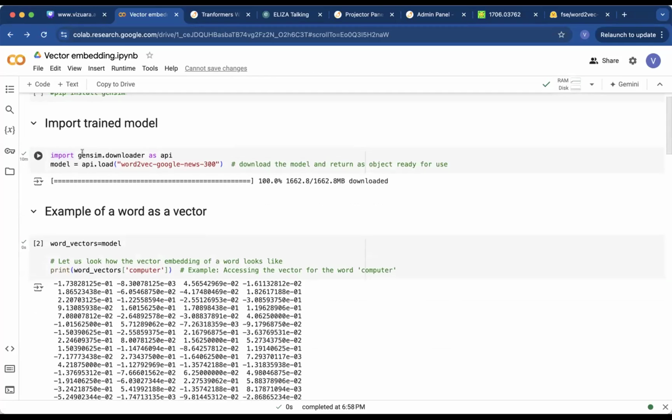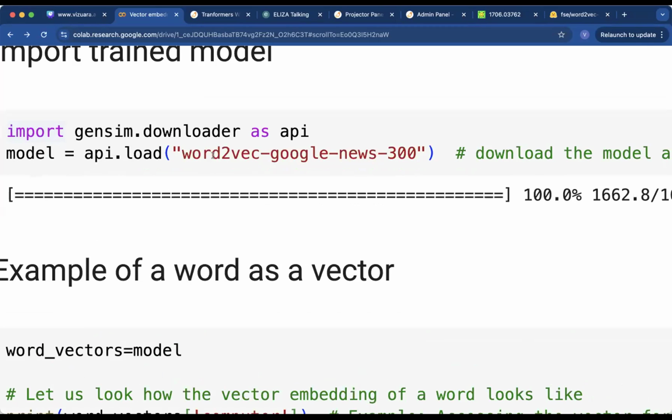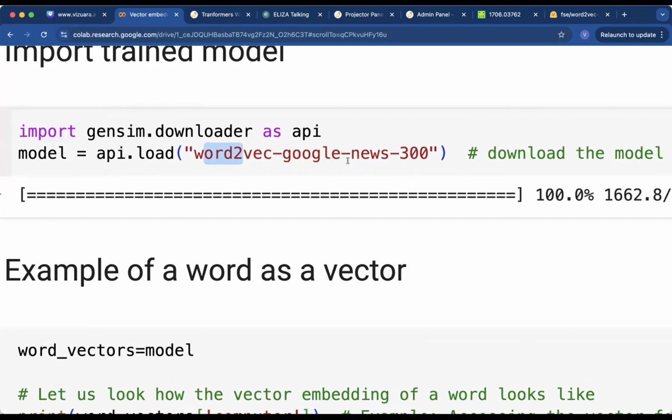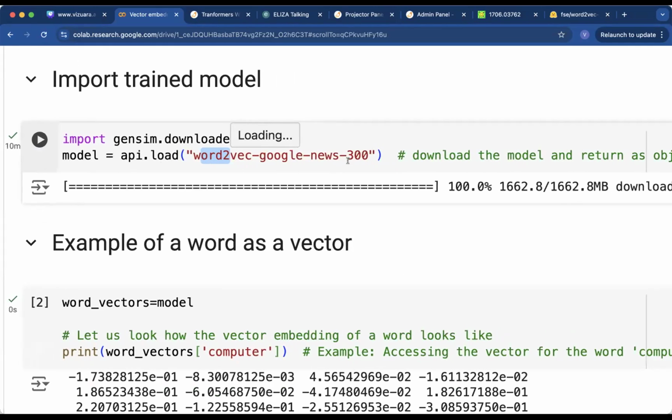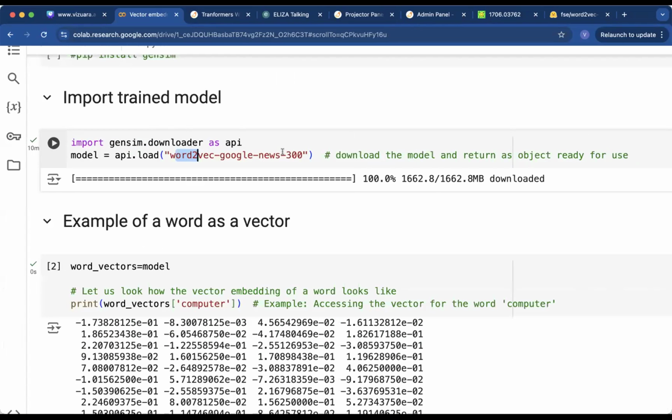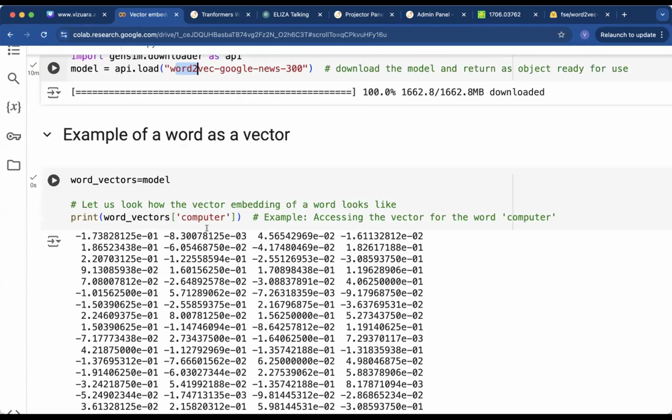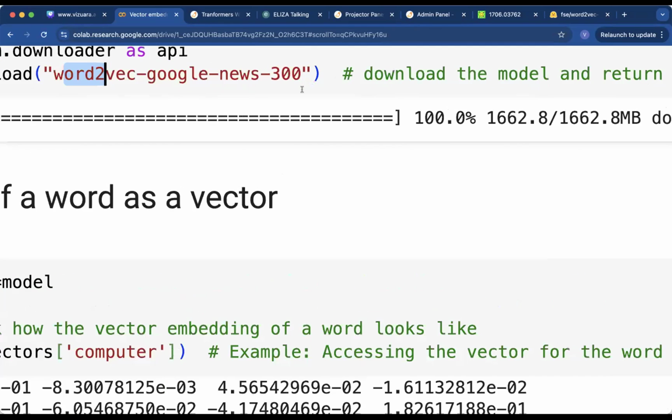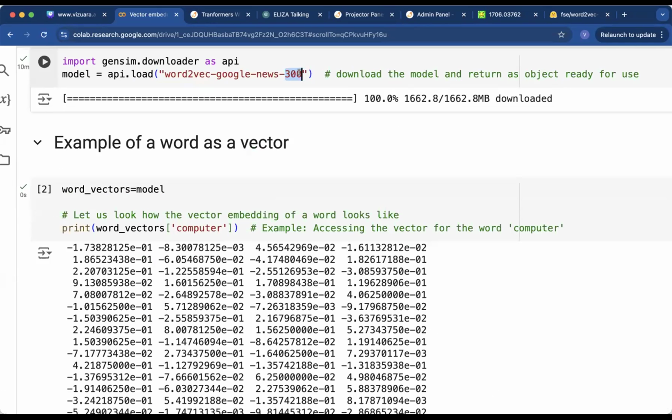So what I'm doing here is I have imported the word2vec Google News model. This is already pre-trained. This model can take in any word as an input and convert it into an embedding vector which captures the meaning. This 300 means that the model will convert all words into 300 dimension vectors. So it's a very high dimensional space which we cannot even imagine.